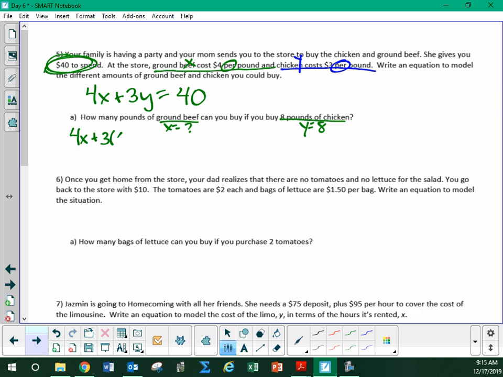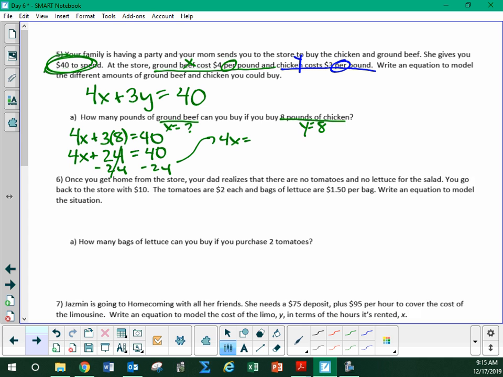Plus 3 times 8 is 40. What's 3 times 8? I heard mumblings, but I didn't understand. 24? 3 times 8 is 24? Oh, you mean like once you move it over. Okay, so subtract 24. So you guys were ahead of me there.